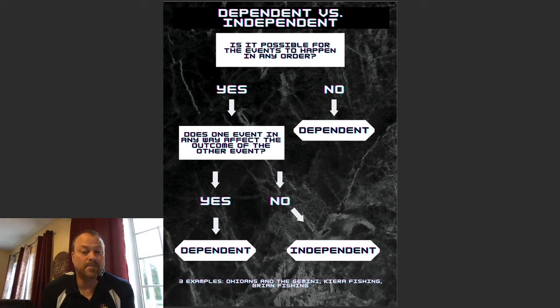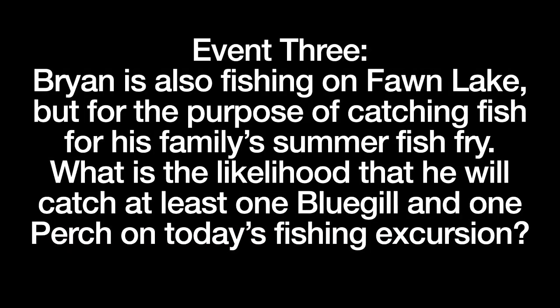We've got one more. Here it is. Event 3. Bryan is also fishing on Fawn Lake, but for the purpose of catching fish for his family's summer fish fry. What is the likelihood that he will catch at least one bluegill and one perch on today's fishing excursion? Go ahead and look at the flowchart and try to determine if this would fall under the category of dependent or independent events.